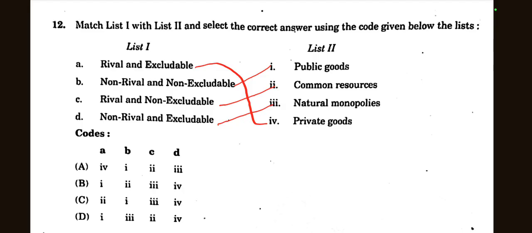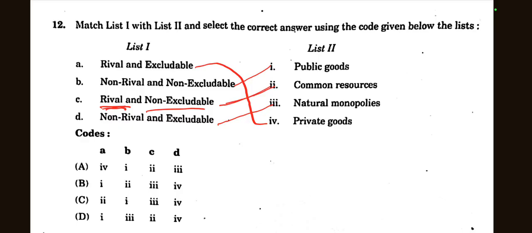But people cannot be prevented from accessing the good. People cannot prevent others from accessing the good. So it is non-excludable. This unique blend of characteristics can cause problems with the use of common resources. We find in common resources this type of case arises, that is rival but non-excludable. Example, fish in a lake. This is rival because if one person uses the good or takes it, then it reduces others' ability to enjoy the good, and it is non-excludable because we cannot prevent others from accessing the good.